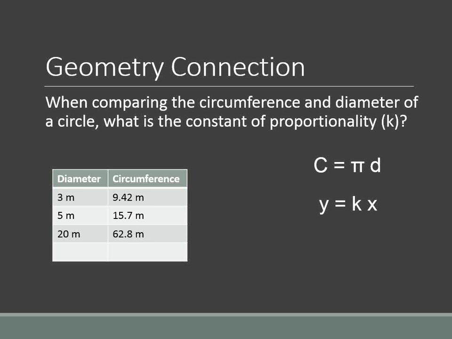If you were to say these in words, you could say, in order to find the circumference of a circle, you would multiply its diameter times pi. Or I could say, in order to find the y value, I would multiply the x value times k. So just make this easy link of connecting the pi to the k in these two equations. In this case, the constant of proportionality, or k, is pi.